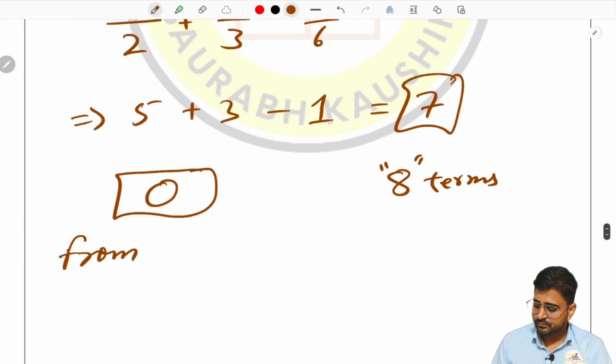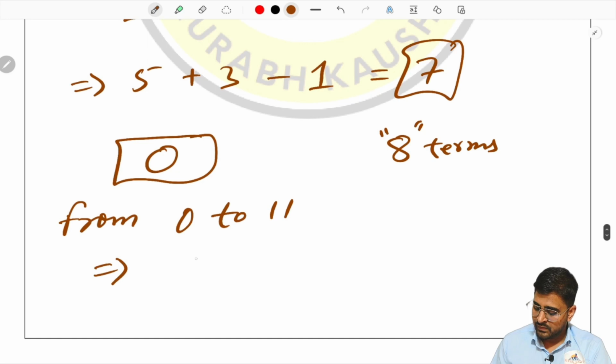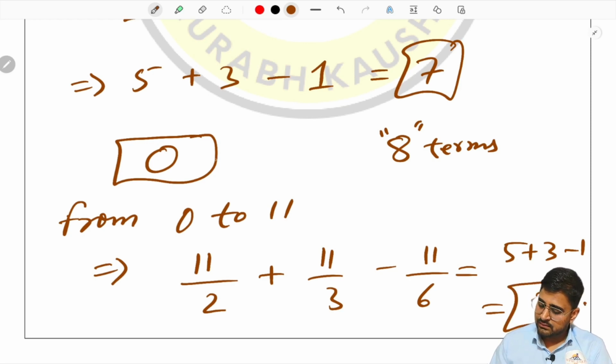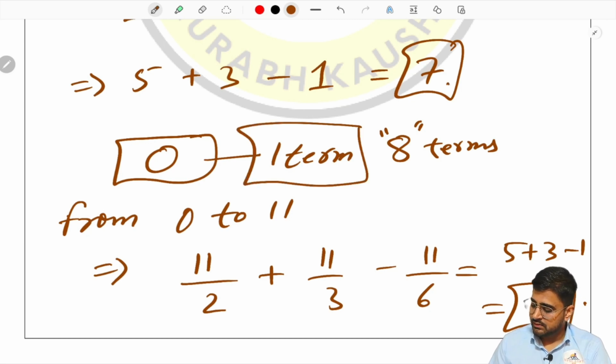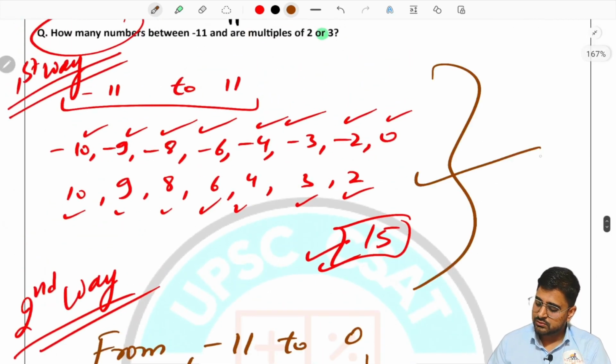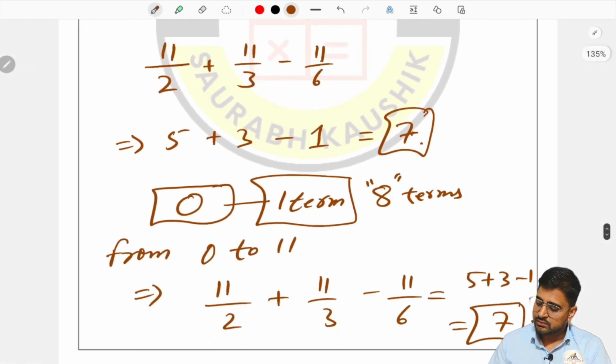Now from 0 to 11, what do we have? Again 7. So by adding this one term, this 7 terms, and this 7 terms, 7 plus 7, 14 plus 1, 15 terms. So total is 15 terms. So both ways are good. You can do it like this also, and you can do it like this also.